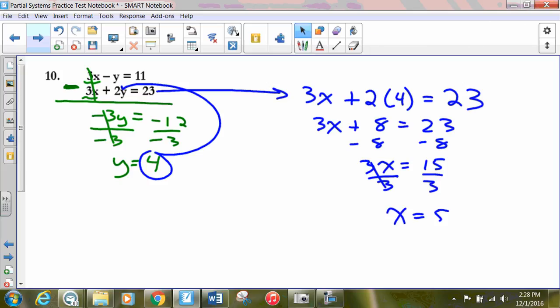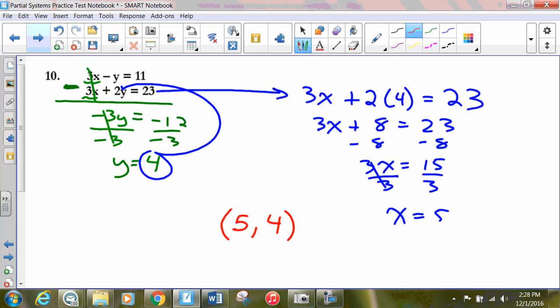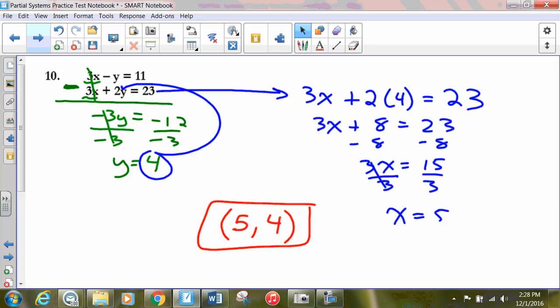And don't forget that the system of equations, its solution has to be written as a coordinate point. This is the point. If we graph those two lines, they would intersect at (5, 4).